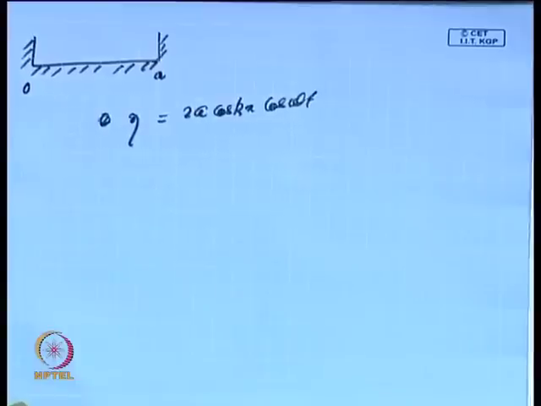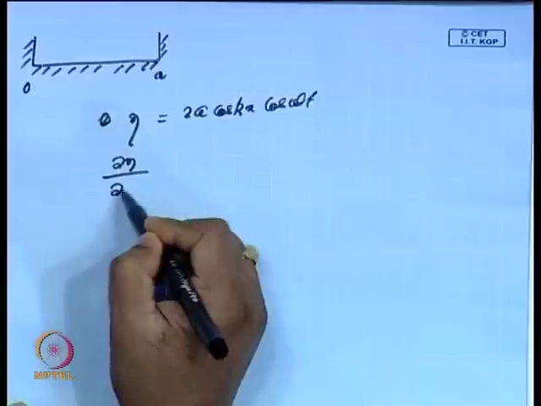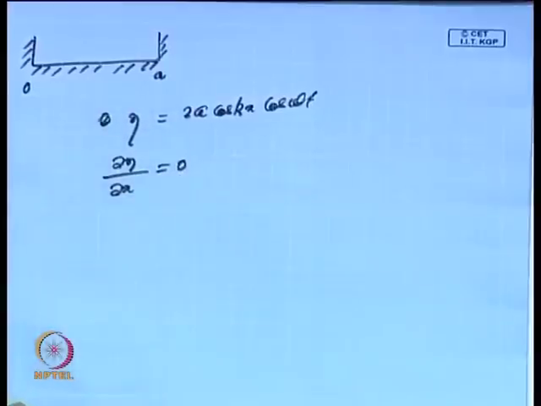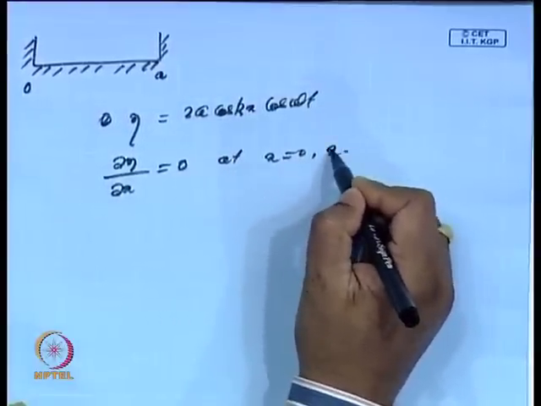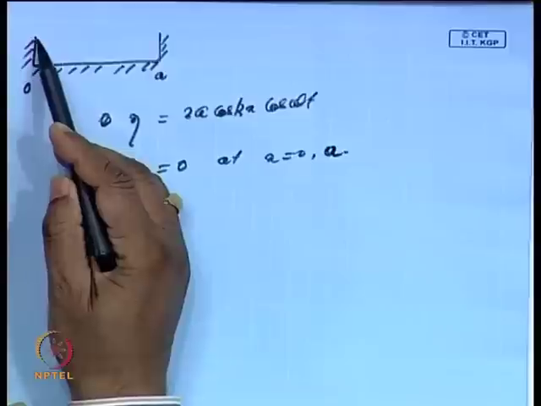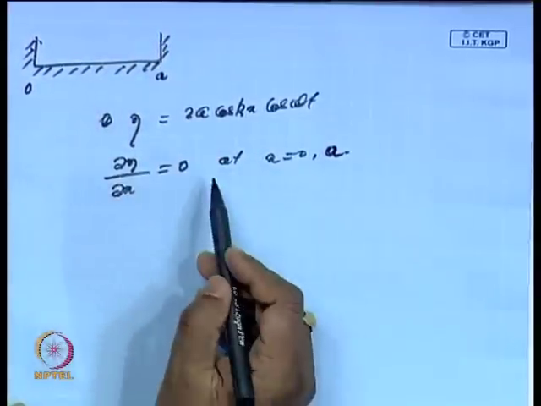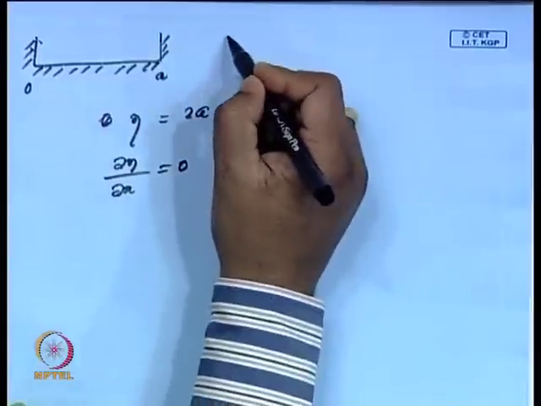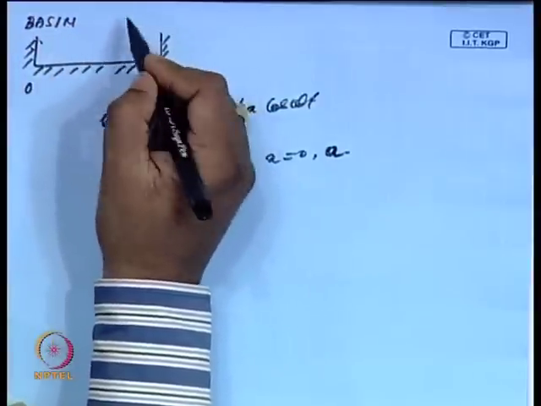Then what will happen? It can be seen that del eta by del x will be 0 at x is equal to 0 and x is equal to A, because here the amplitude will be maximum. Del eta by del x will be 0 at the two ends, because antinodes will be formed on both sides. We have a vertical wall, so antinodes will be formed. In this case, I am basically talking of a basin oscillation.